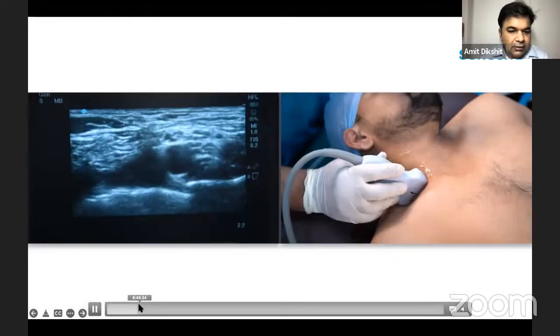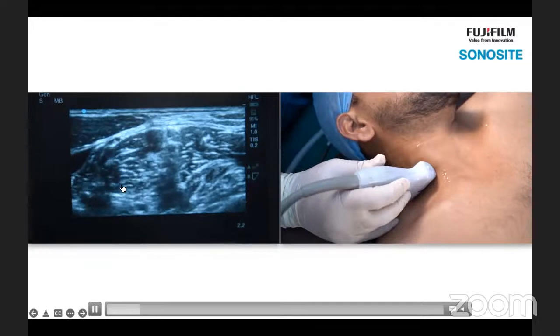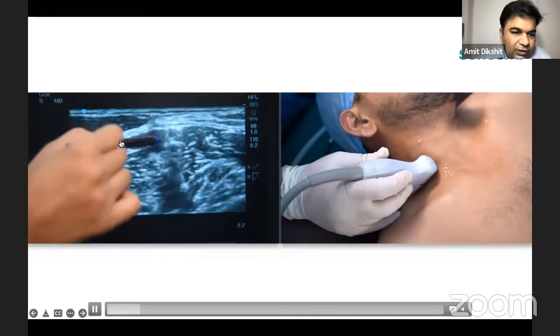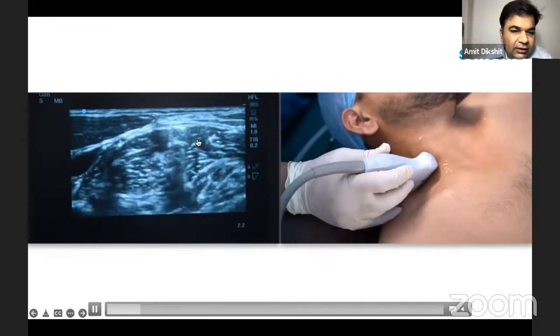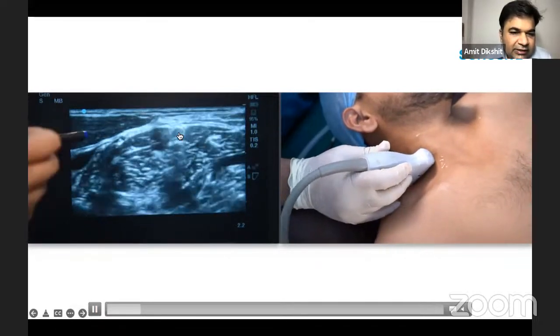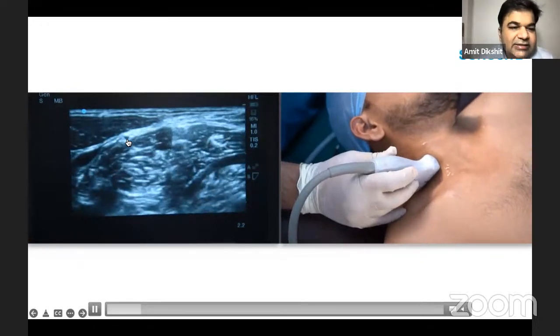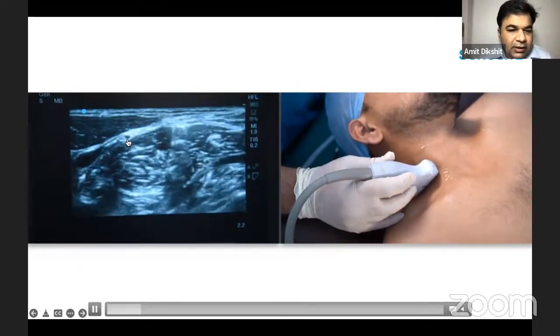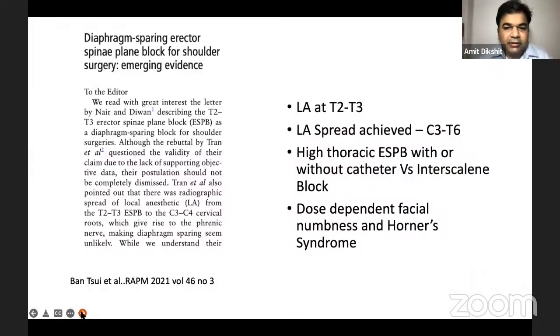We need to know where the phrenic is, and as I can show you, this is the anterior scalenus muscle, and just on the top of it, you can see this black hypoechoic area. This is the phrenic nerve. This is the middle scalenus muscle, and this is the interscalene groove with the brachial plexus elements. So we can distinctly see the phrenic nerve in many of the patients, and we should have sound knowledge of how to avoid spread of drug.